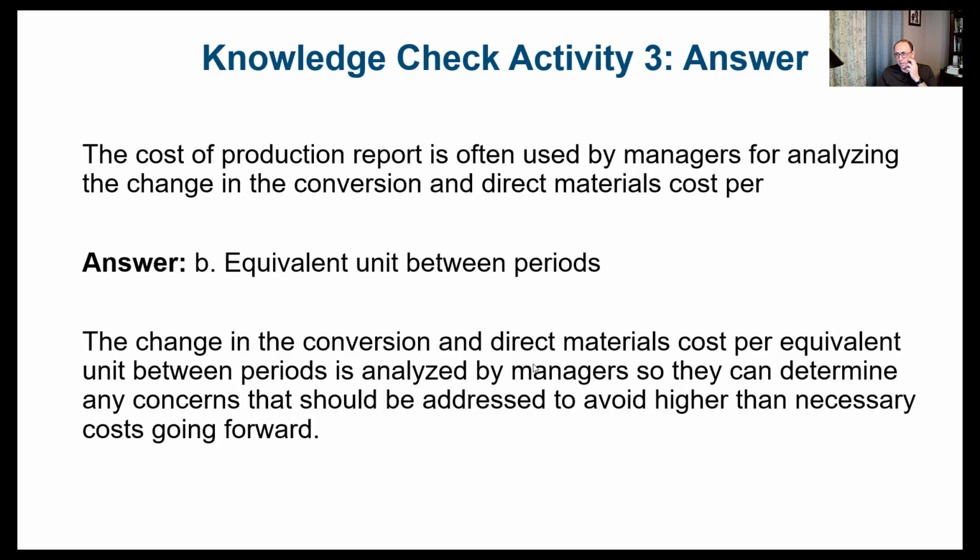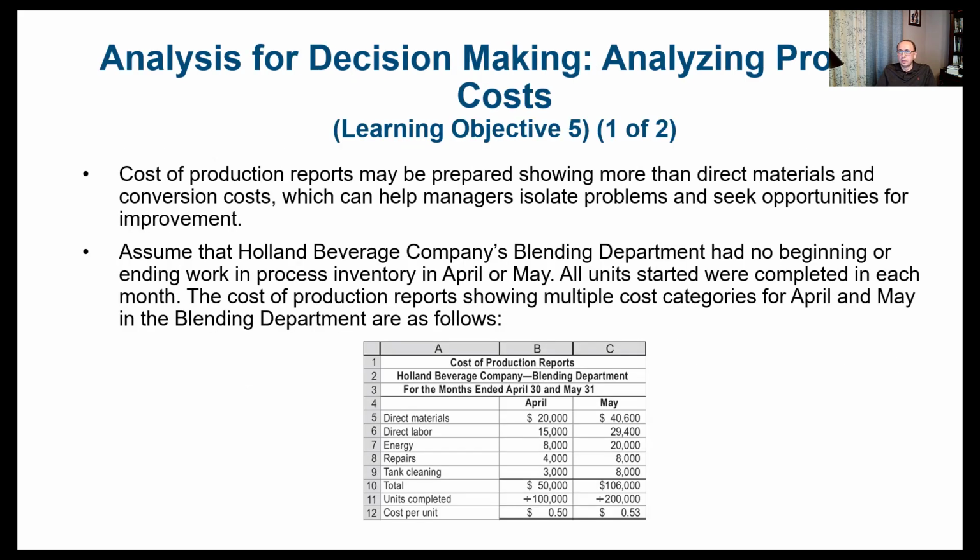So the change in the conversion and direct material cost per equivalent unit between periods is analyzed by managers so they can determine any concerns that should be addressed to avoid higher than necessary cost going forward. So again, we use equivalent units, not the whole units. Let's try to see how we can use this for analysis. So analysis for decision making, or in other words, analyzing the process cost. Cost of production reports may be prepared showing more than direct material and conversion costs, which can help managers isolate problems and seek opportunities for improvement.